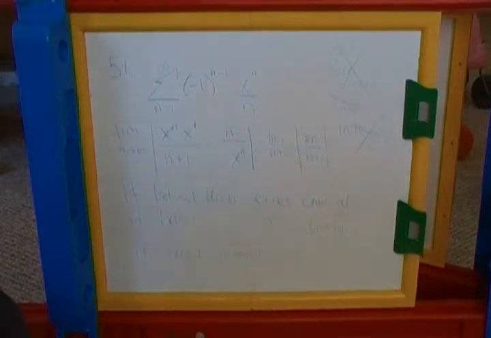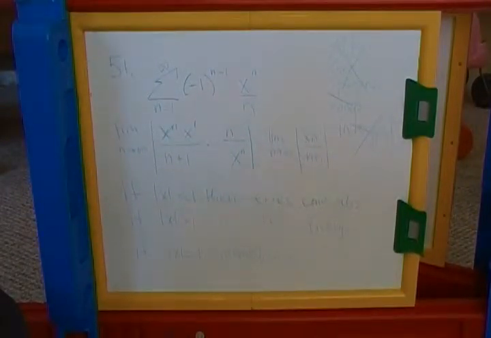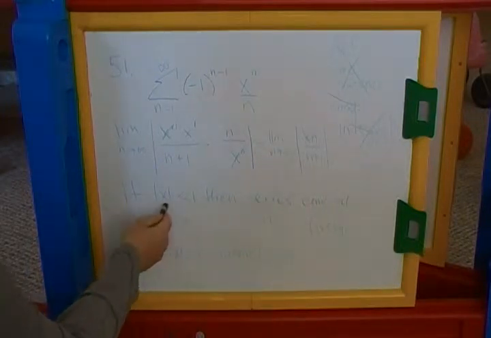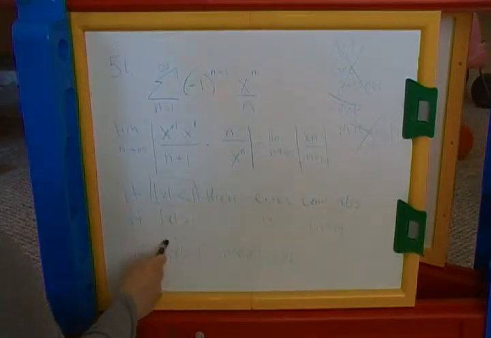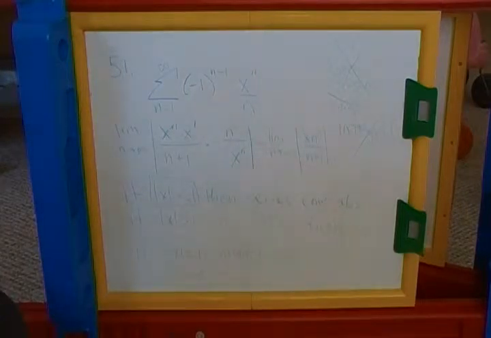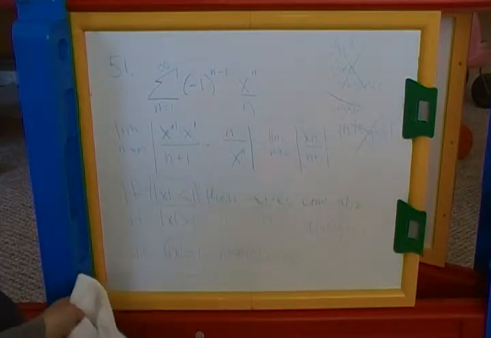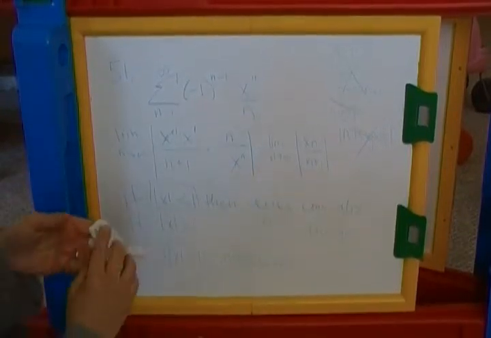All right, so what does this mean? Well, if we're asking the question, remember question 51 was saying for what values of x does this power series converge, then we see that it definitely converges for values of x whose absolute value is less than 1. But what about the values where the absolute value of x equals 1? So what we have to do is check those separately.